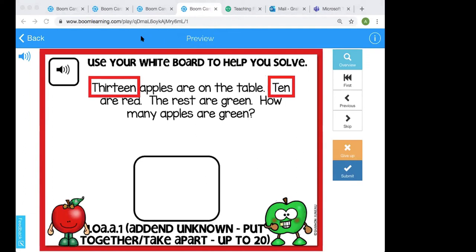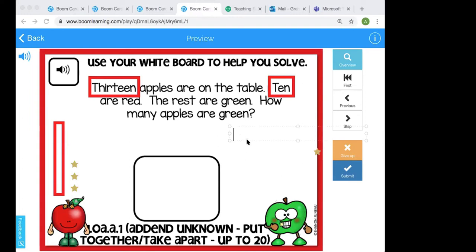So we know we have 13 apples and then 10 of them are red. So let's write an equation, or let's use a drawing for that. I have 1 ten, and how many ones do I need in the number 13? If you said 3 ones, you are correct. Now, it's asking me how many apples are green. So I need to figure out how many apples are green. Do I need to add or do I need to take away? If you said take apart or take away, you're exactly right.